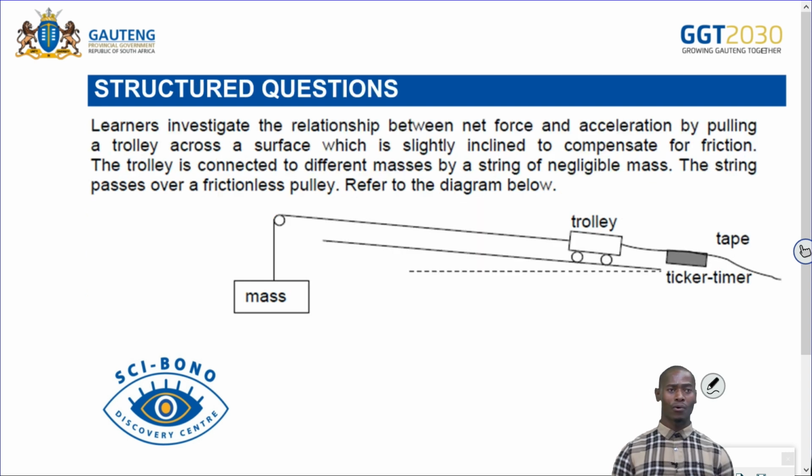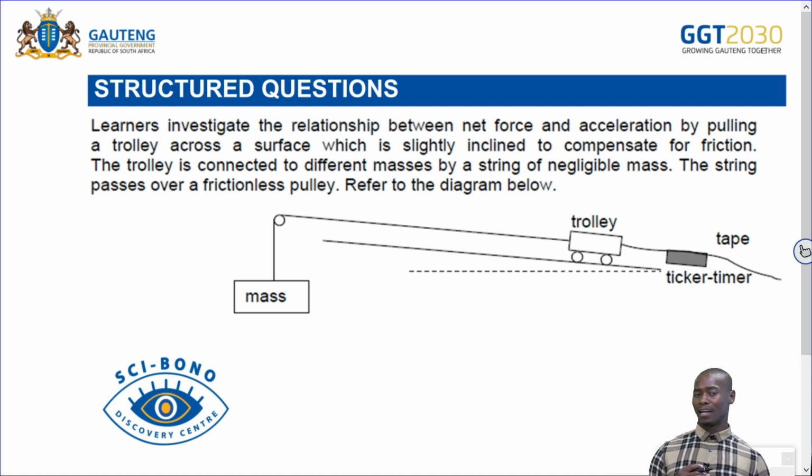And then let's look at this question. This is our last question. Learners investigate the relationship between the net force and acceleration by pulling a trolley across a surface which is slightly inclined to compensate for friction. The trolley is connected to different masses by a string of negligible mass. The string passes over a frictionless pulley. Refer to the diagram below.